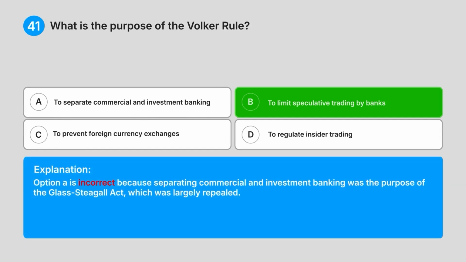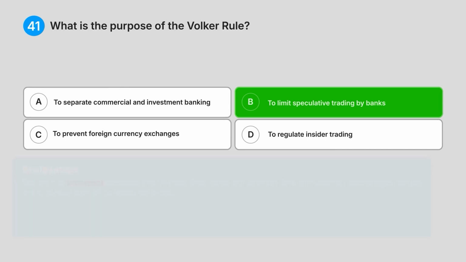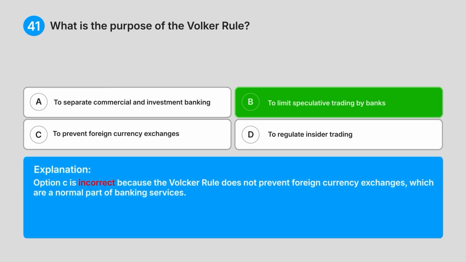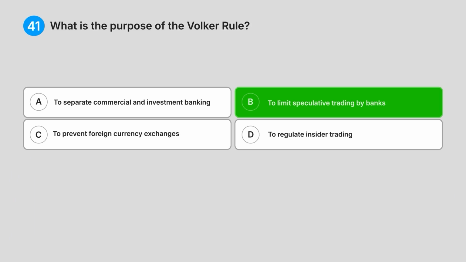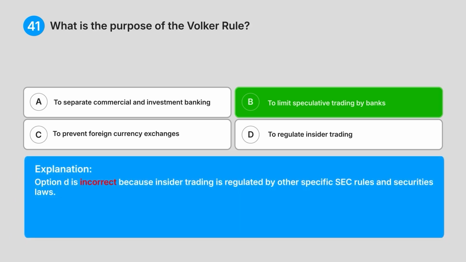Option A is incorrect because separating commercial and investment banking was the purpose of the Glass-Steagall Act, which was largely repealed. Option C is incorrect because the Volcker Rule does not prevent foreign currency exchanges, which are a normal part of banking services. Option D is incorrect because insider trading is regulated by other specific SEC rules and securities laws.